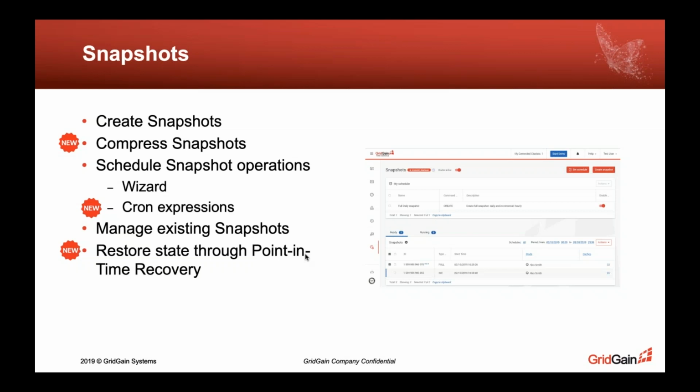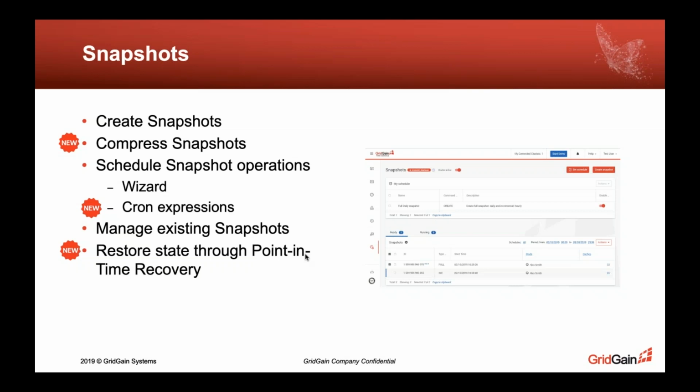So some of the new things that we've added to the existing snapshot capability in Web Console is that when we're creating snapshots, we can now add compression. If there's a concern about storage consumption of these snapshots, that compression can help alleviate some of those issues. The snapshot scheduler traditionally was wizard-based. We now also support cron expressions so that we can have a little bit more flexibility in how snapshots are run.